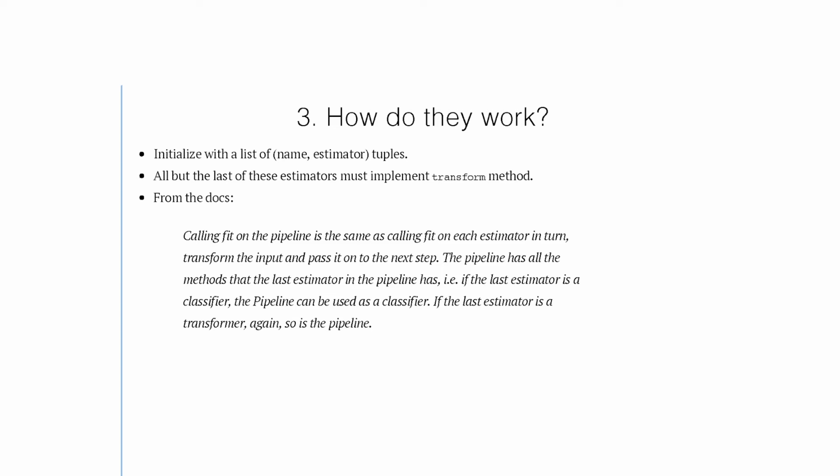Okay, so how do they work? It's pretty simple. We're going to initialize a pipeline with a list of tuples, and those tuples are going to contain a name for that step of the pipeline and an estimator. There's a shortcut that doesn't require us to specify a name, but I find it kind of nice to provide my own names for these things, so I'm not gonna get into that. All of those things that you provide in that list have to implement a transform method and also a fit method.